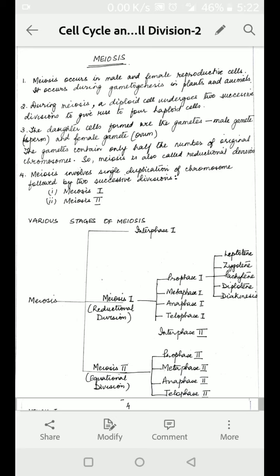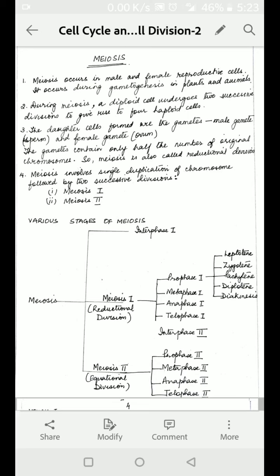They have n number of chromosomes. The gametes that are formed, the male gamete called the sperm and the female gamete called the ovum, contain only half the number of original chromosomes, and because of this, meiosis is also called reductional division, because the chromosome number is being reduced to half, from 2n to n number of chromosomes.